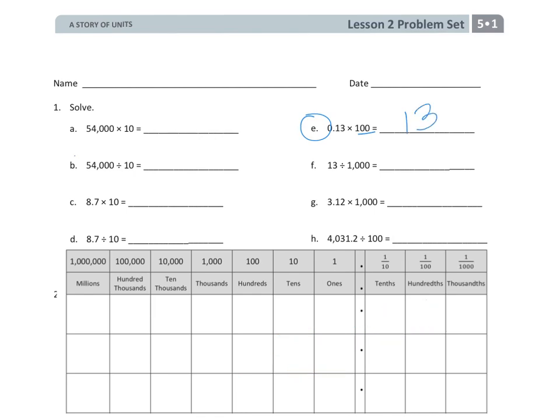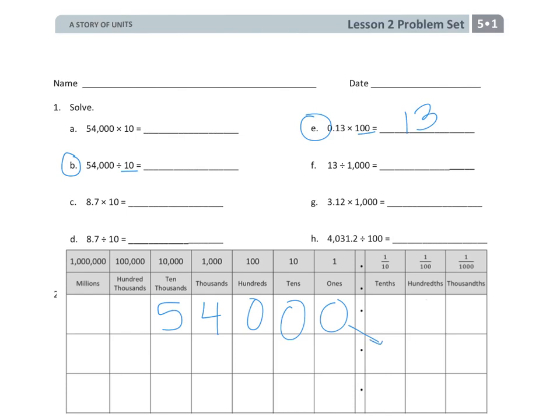All right, now we're going to do 1B. We're going to write 54,000 in our place value chart, and we're dividing it by 10. Remember, dividing makes our numbers shift to the right to get smaller, and we're shifting them only one time because there's only 1 zero in 10.